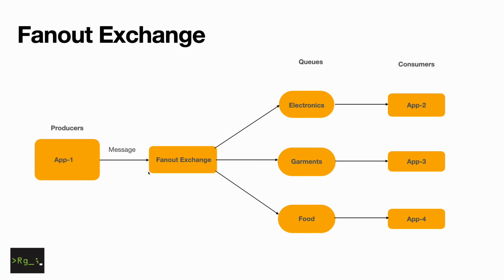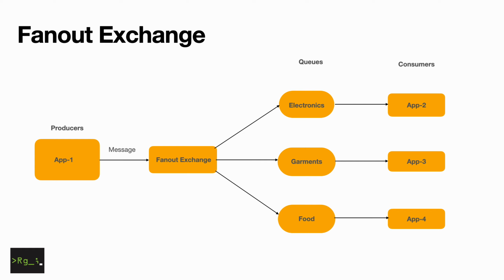In a Fanout exchange, there is no key like in the direct exchange we read earlier. In a Fanout exchange, each and every message coming from the producer goes to each and every queue, and from that queue, it goes to the consumer associated with it. You can understand it like a publisher-subscriber model.